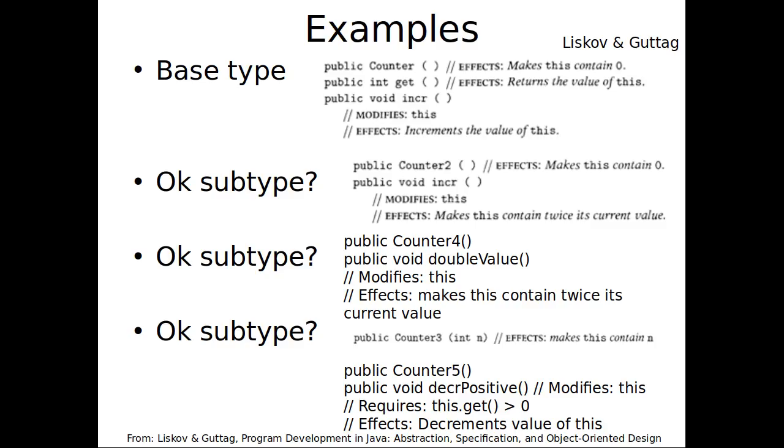So here, it claims to be a subtype of counter, but it has a decrement positive. So it has a precondition that it can only be called if the current value is greater than 0. And if that's the case, then it will decrement the value of this. So it will decline. It will go down by 1. Is that a legitimate subtype of counter? No. Why not? Well, in this case, it says that get has to be greater than 0, but the constructor sets it to 0.